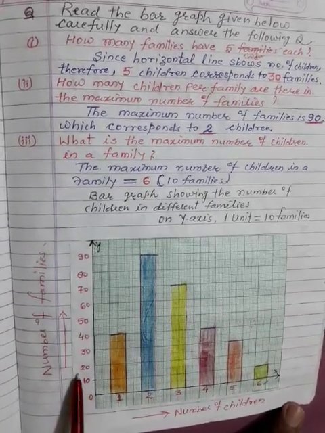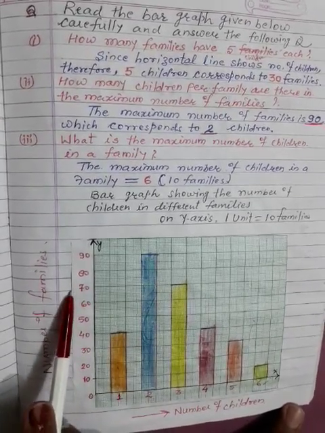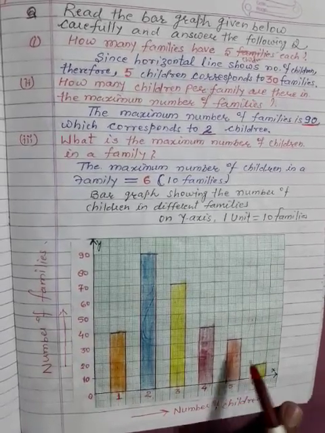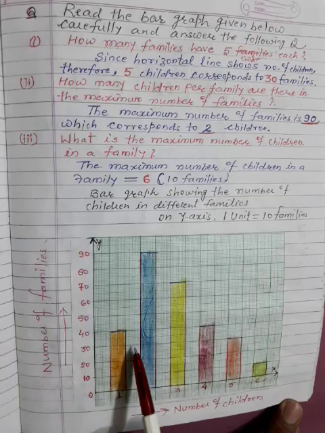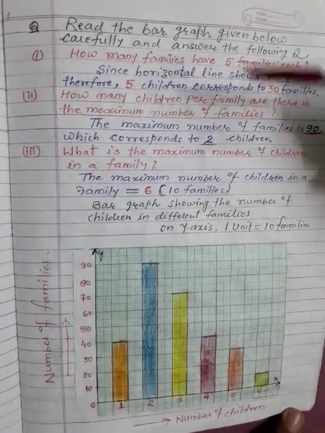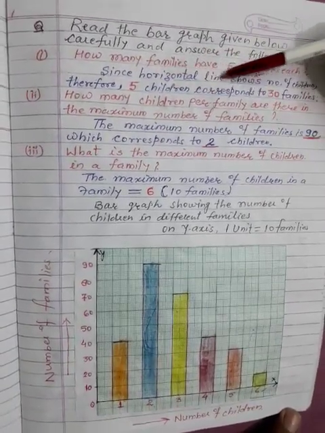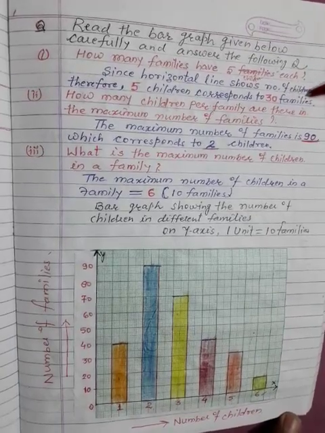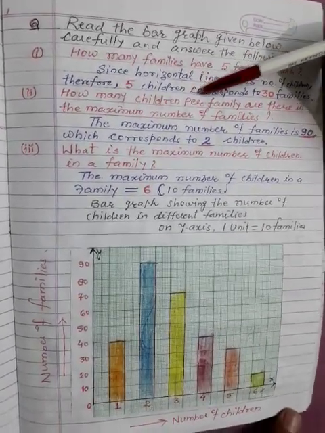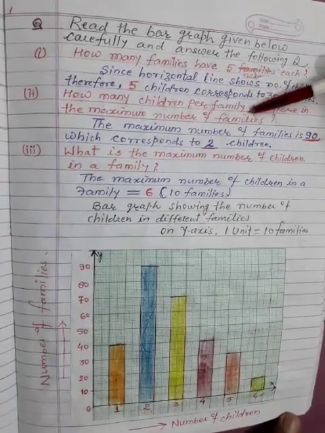So the multiples of 10: 10, 20, 30, 40, 50, and so on. This is the 5 children bar. How many families do we find parallel to the x-axis? 30 families are there. Since the horizontal line shows the number of children, 5 children correspond to 30 families. Another question: how many children per family are there in the maximum number of families?